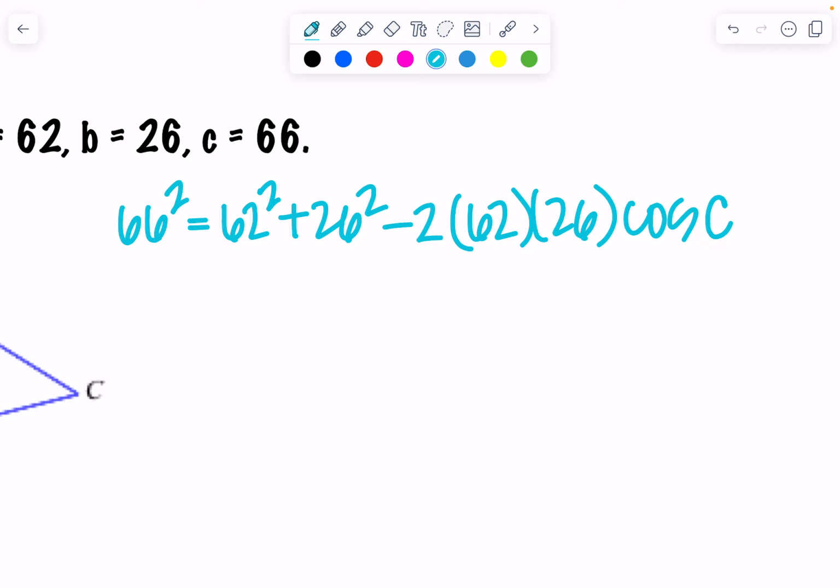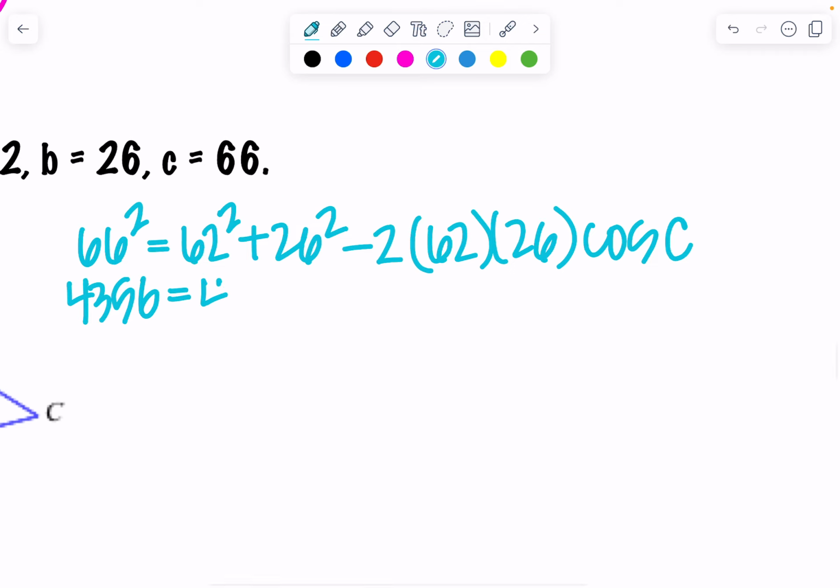So 66 squared is 4356. Again, we want to be very careful. This is where this particular problem gets really careful, and I'll show you why. So 4520 minus, then I want you to just do 2 times 62 times 26 is 3224. And then obviously we just write down cosine C.